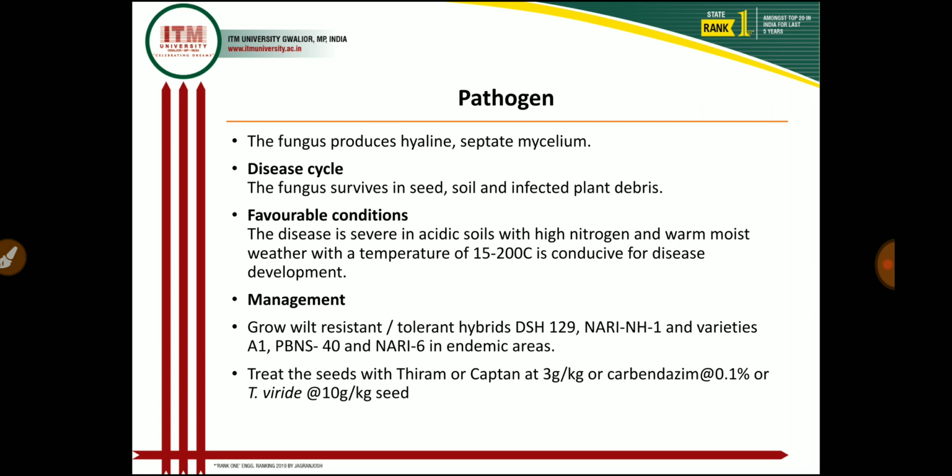We also give seed treatment with Thiram or Captan at the rate of 3 gram per kg, or carbendazim at the rate of 0.1%, or Trichoderma viride at the rate of 10 gram per kg. Then we control the wilt disease.